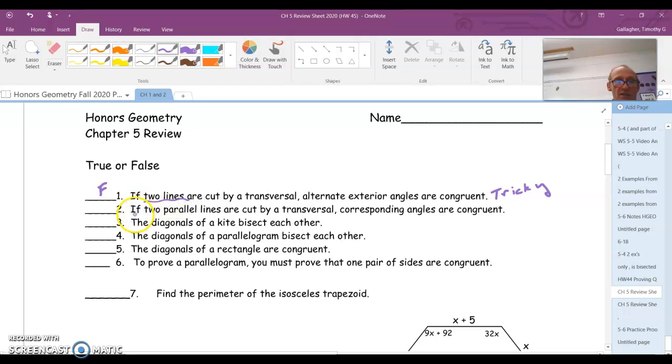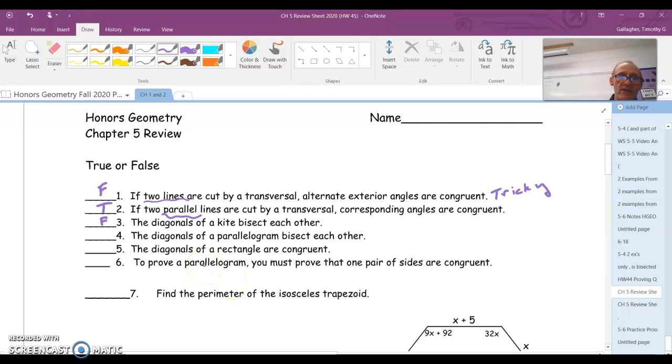In the next one, it says if two parallel lines are cut by a transversal, corresponding angles are congruent. That is true. So this question has parallel lines. The first one did not. The diagonals of a kite bisect each other. That is false. Only one of the diagonals bisects the other.